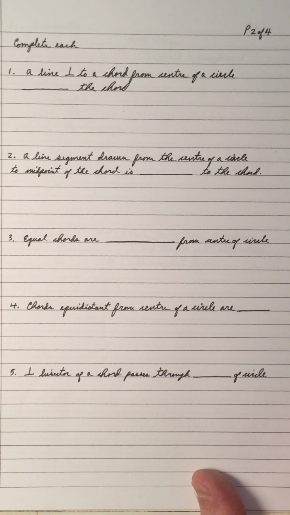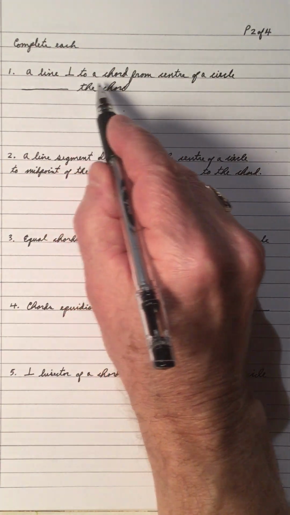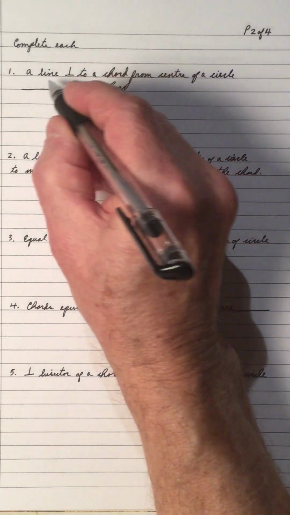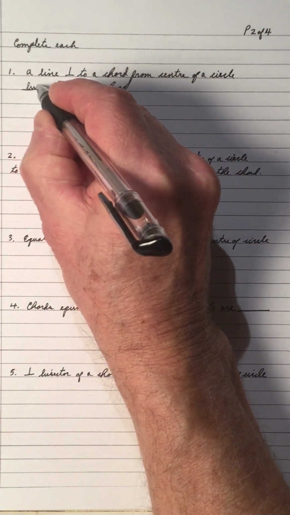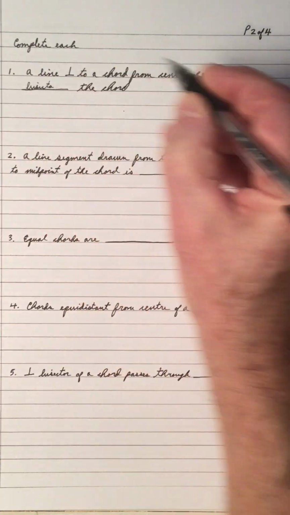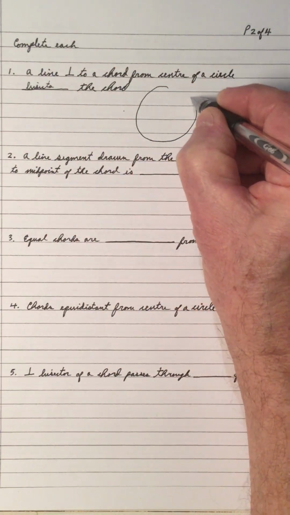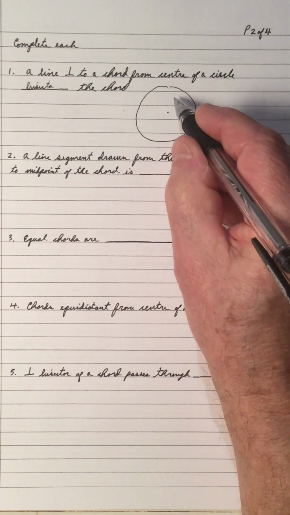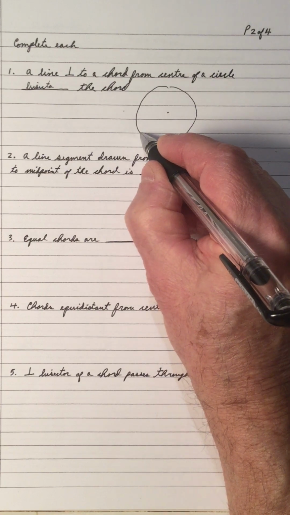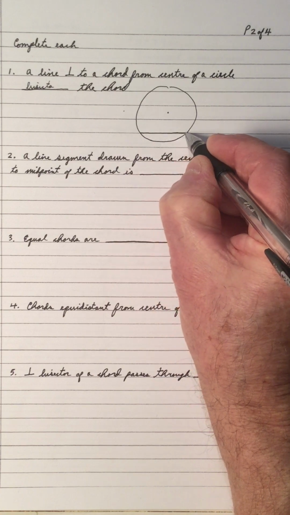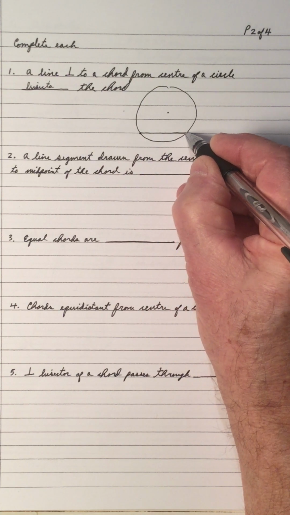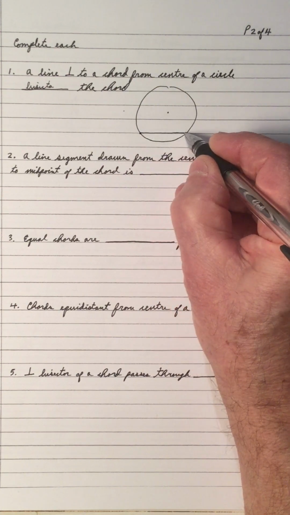Complete each. These are some of the properties of dealing with a chord that's inside of a circle. A line perpendicular to a chord from the center of the circle bisects it. So what we have is a circle, which has a center, and a line perpendicular. A chord is a segment whose two endpoints are on the circle.